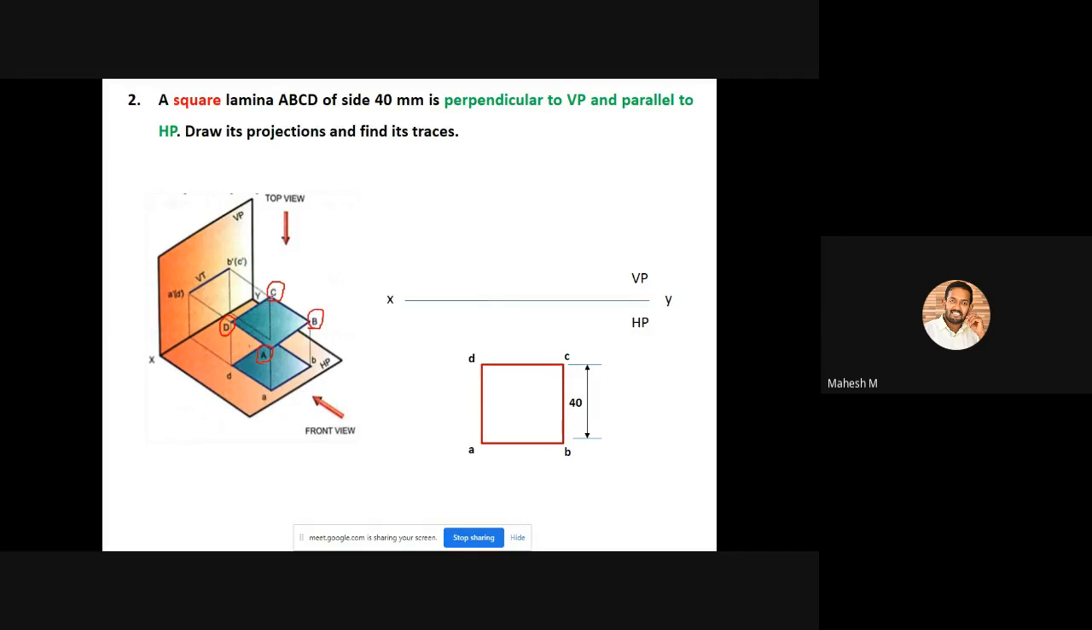So CD is nearer to this reference line, and AB is far away from the reference line. You can choose your own procedure, it is not a common procedure. In our problem they didn't mention that CD is nearer to the reference line, so this problem does not have a condition like this. So you can mark A here and also B here, C here and D here.